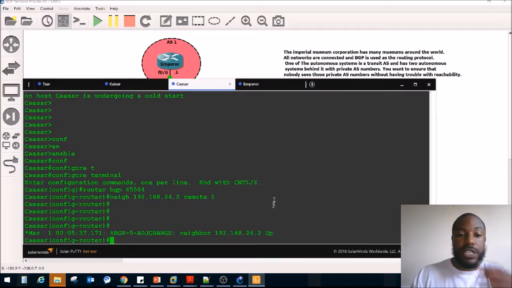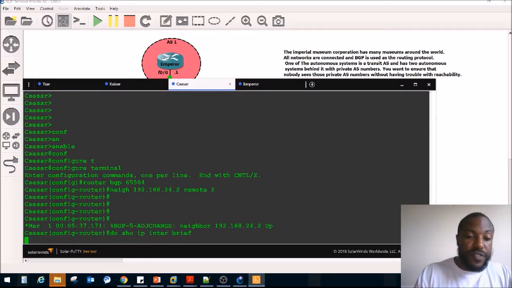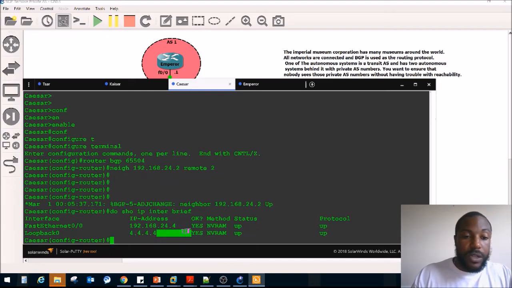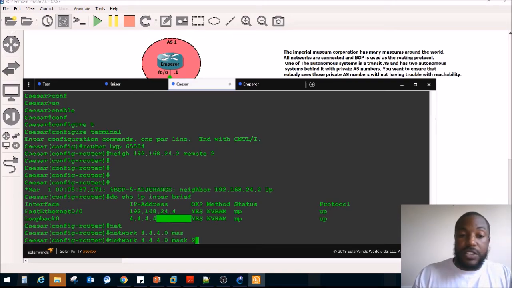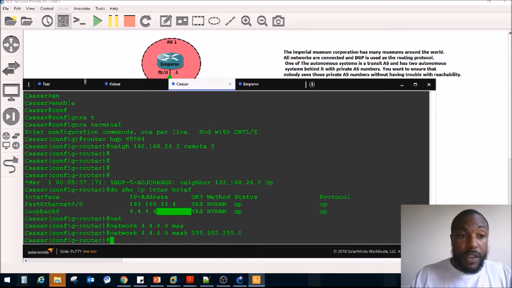And we're going to go to router Caesar and do the same thing. Advertise the loopback on that guy, which I believe is quad 4, but let's verify that. Do show ip interface brief. And yes, it's quad 4. So we're going to say network 4.4.4.0 because this is actually a /24. So that's why we're doing that. So mask is 255.255.255.0. So now he should be advertising those networks.